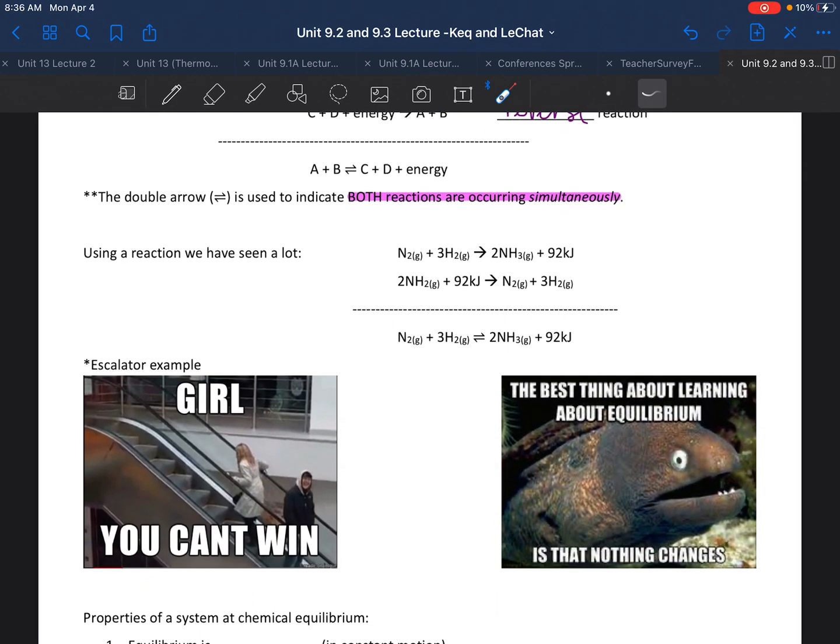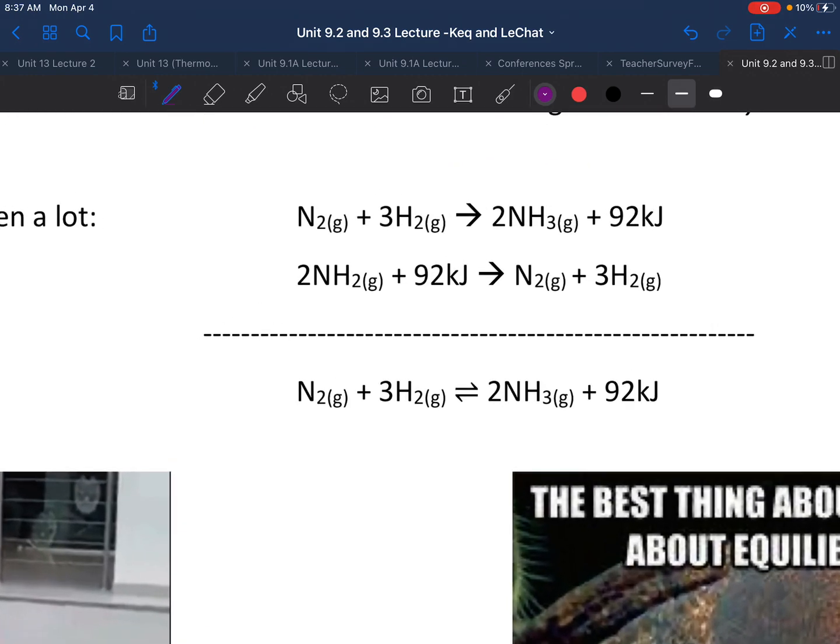And so I put a couple memes here because this is kind of a weird thing to visualize. How can one thing be making a product that is simultaneously breaking down at the same time? I just realized this is a typo. This says NH2 on your paper. This should be NH3.